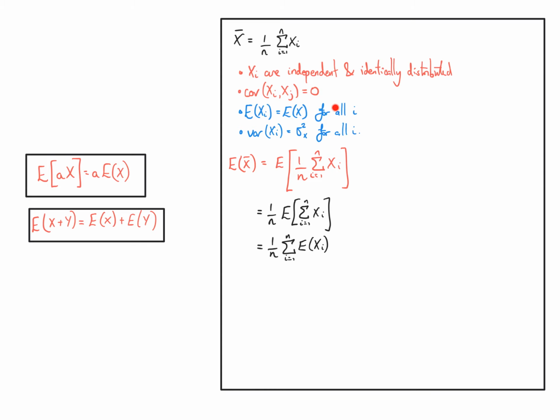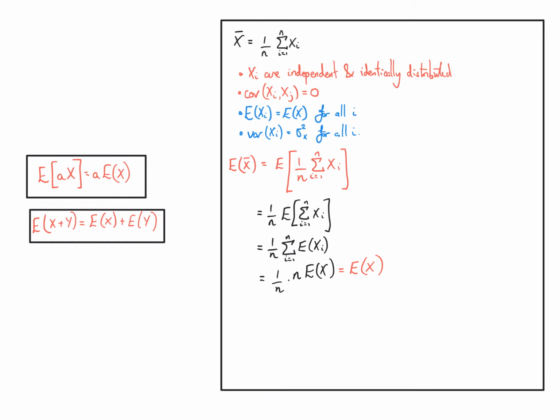But we know from our assumption above that the expectation of xi is equal to the expectation of x for all i. So this is going to be equal to 1 over n times the sum of the expectations of x, but the expectation of x is a constant, so we've got the sum of n constants, so that's going to be equal to n lots of the expectation of x, which is equal to n over n times the expectation of x. Those n's cancel, which just gives us the expectation of x. So the expected value of our sample mean is the same as the expected value of x.